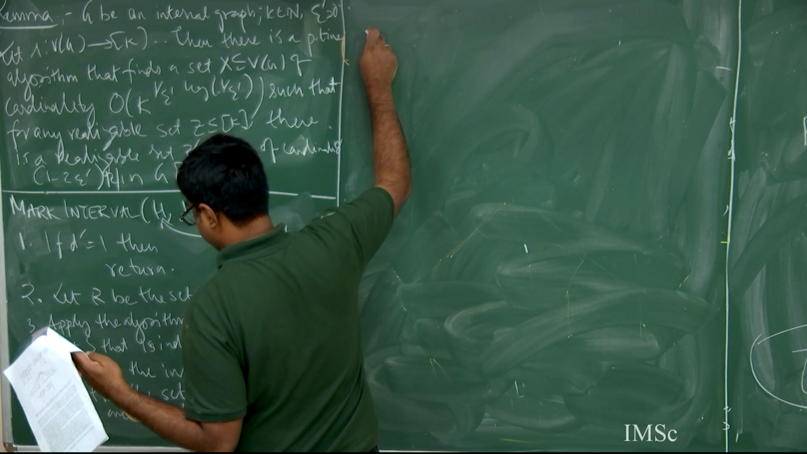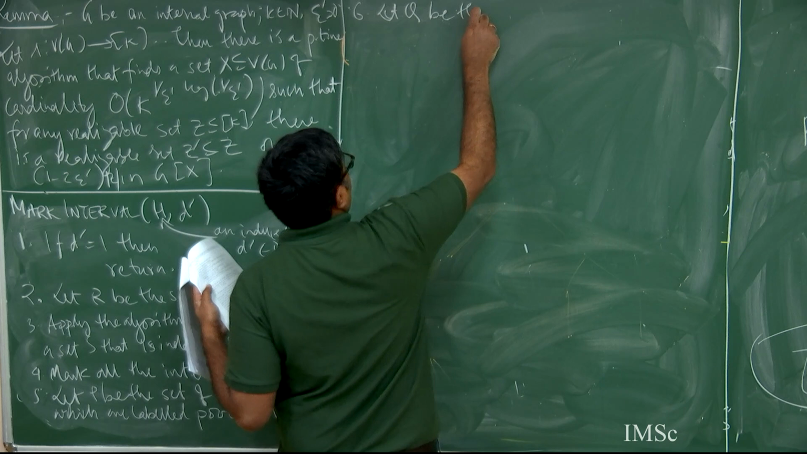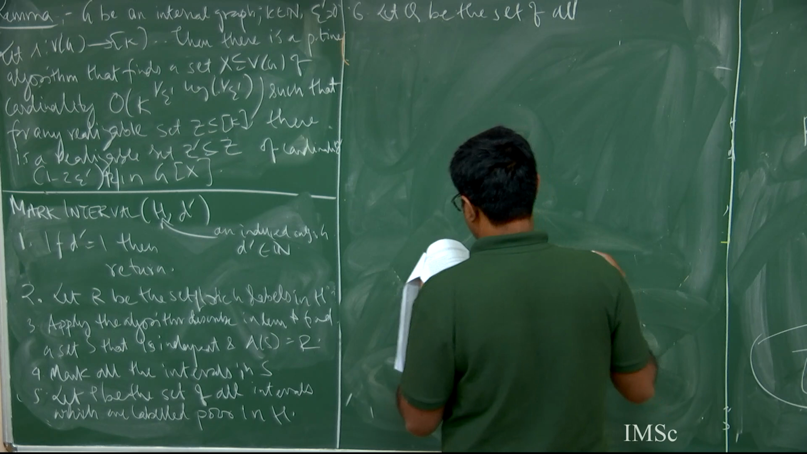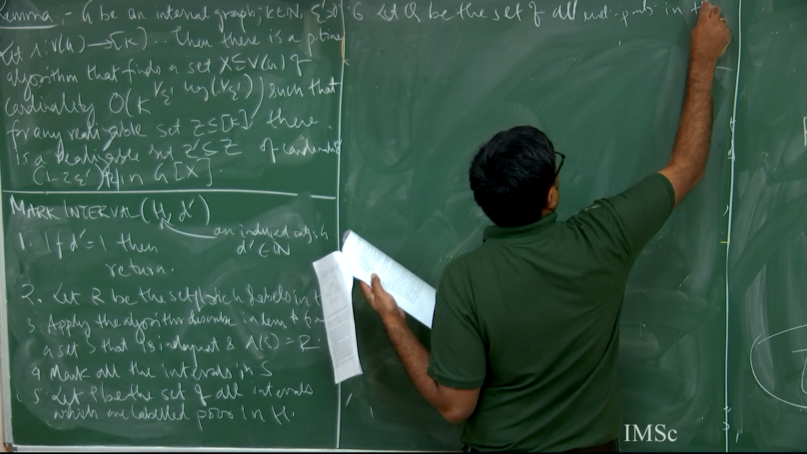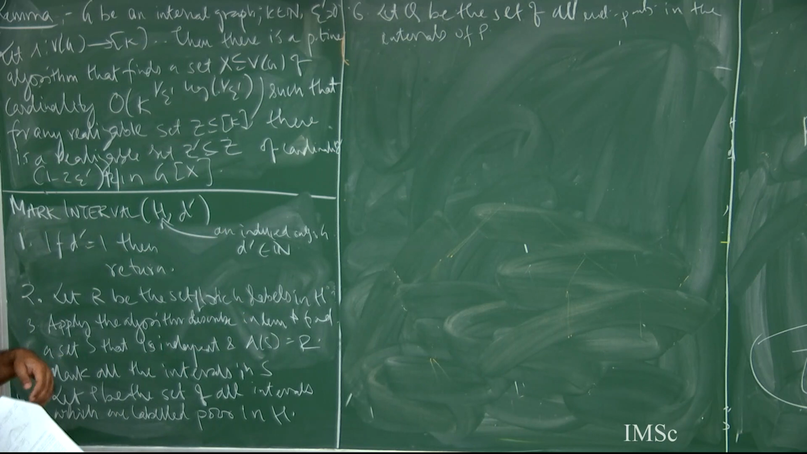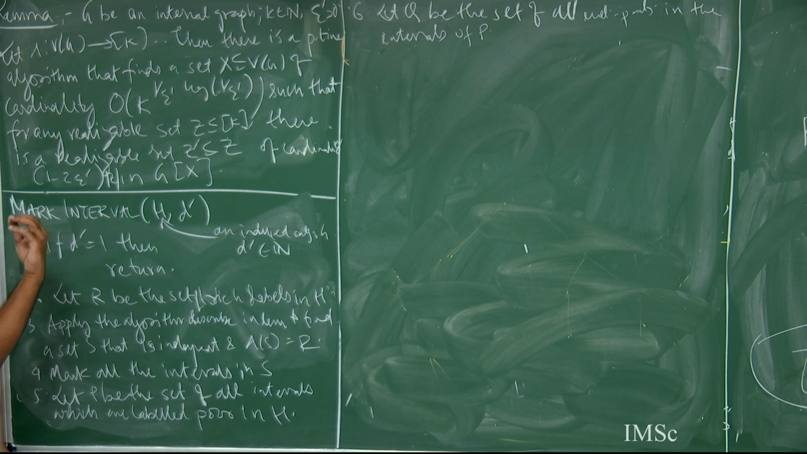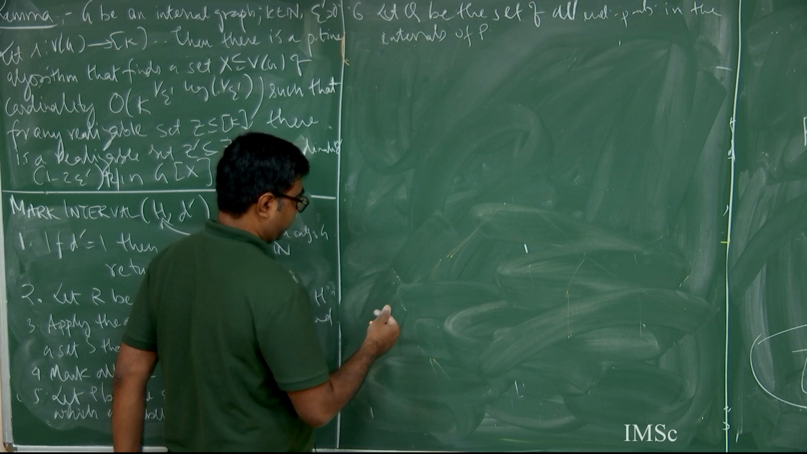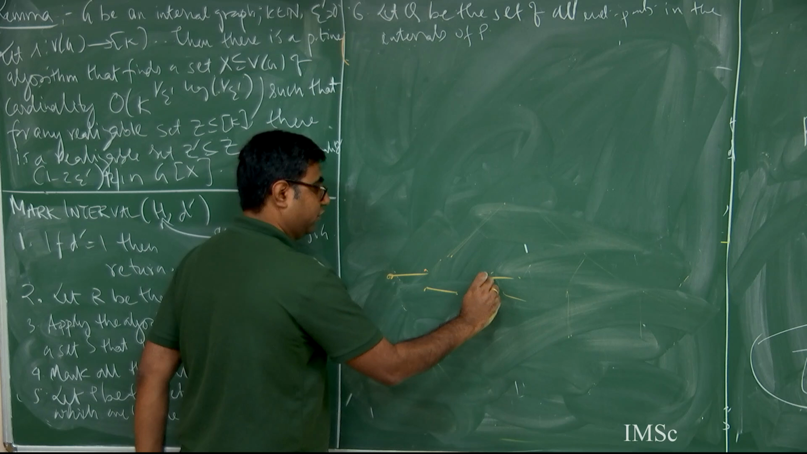Next is, let Q be the set of all endpoints in the intervals of P. So basically all the endpoints of the poor intervals. Let P be the set of all intervals which are labeled poor in H, and let Q be the set of all endpoints in the intervals of P. So if these are my poor intervals, this one, this one, this one, they are integers, just put them inside this. This is how they are marked, left endpoint, right endpoint.